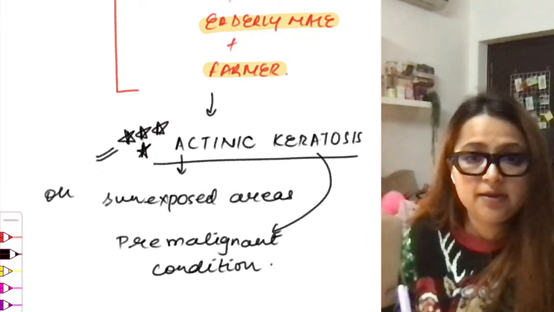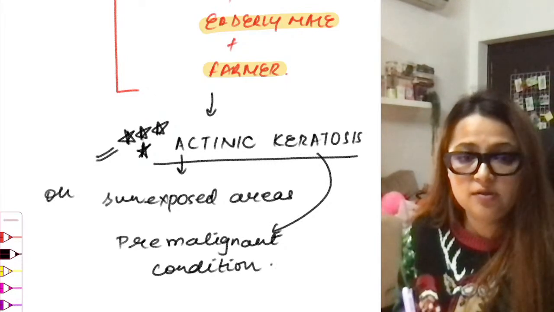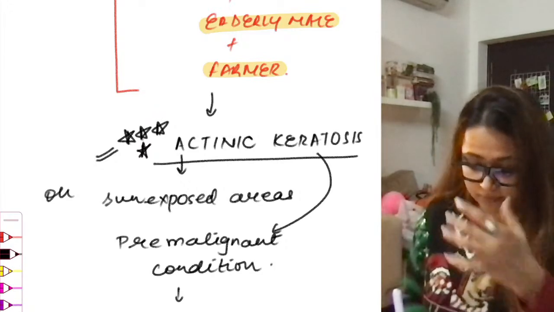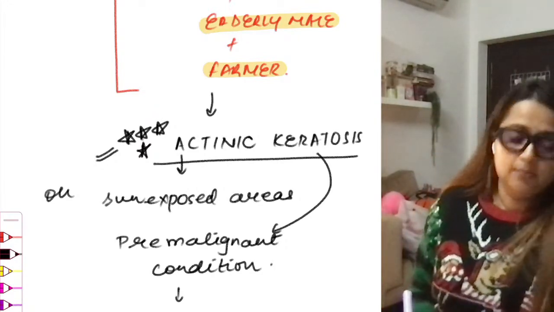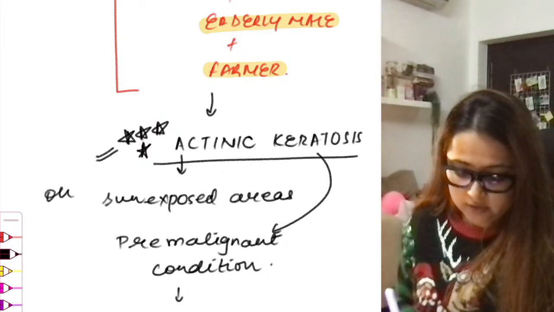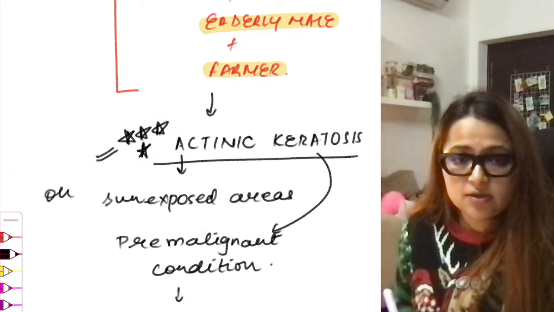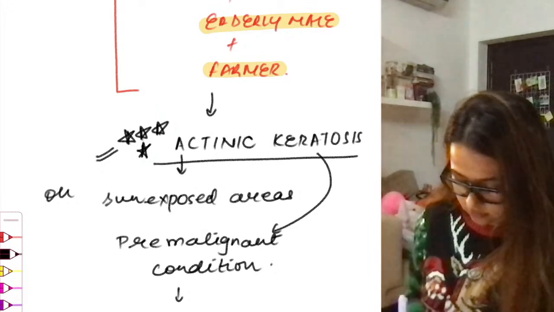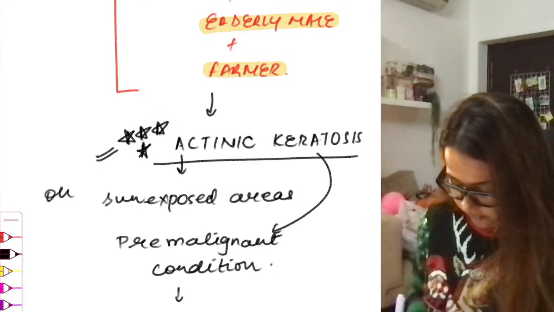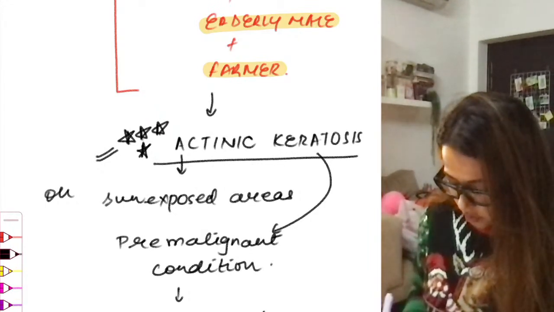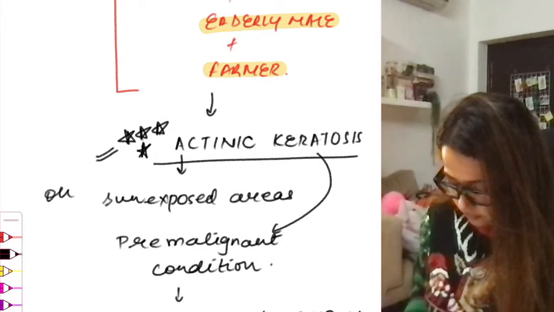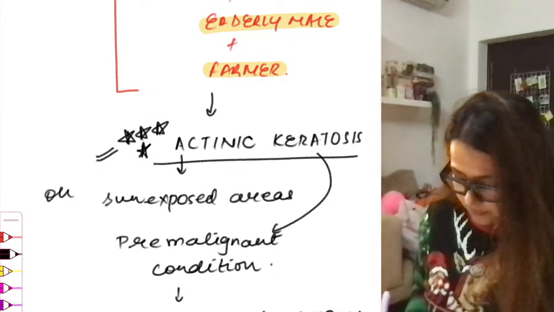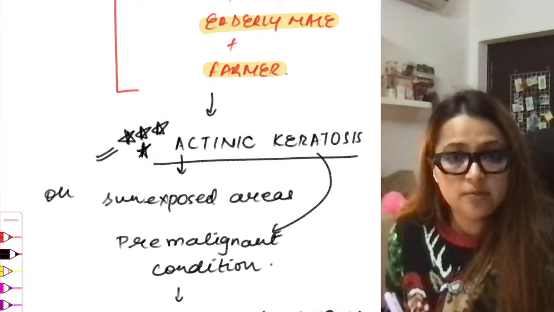Next question. Actinic keratosis increases the risk of which type of cancer? What is your answer? The answer here is that actinic keratosis increases the risk of squamous cell carcinoma of the skin. Guys, skin cancers are also very important.